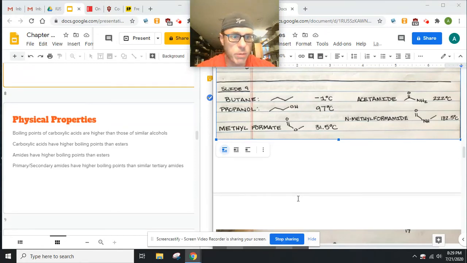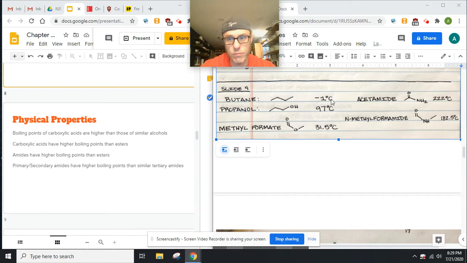So boiling points of carboxylic acids are higher than those of similar alcohols. Carboxylic acids have higher boiling points than esters. Amides have higher boiling points than esters. Primary and secondary amides have higher boiling points than similar tertiary amides. There's a lot going on here. All right, so I'm just giving you a list of very similar ones so we can talk about this.